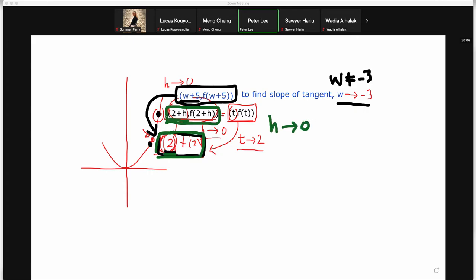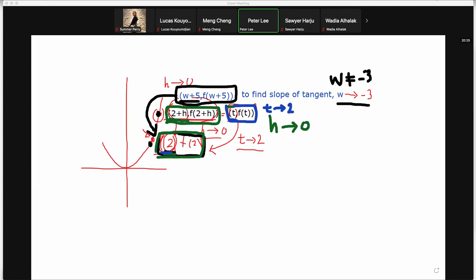If you let the second moving point be t comma f of t, now let me call this blue. If you call this point t comma f of t, then of course the t must approach 2. So in this case, t must approach 2.